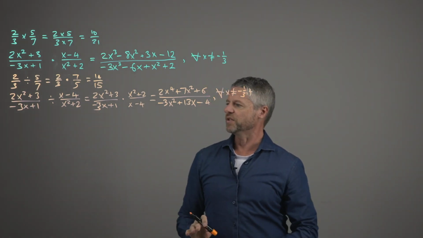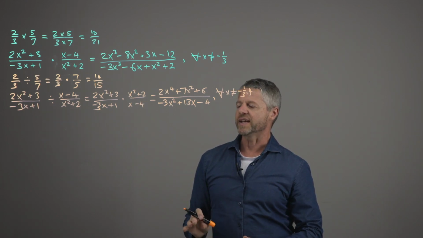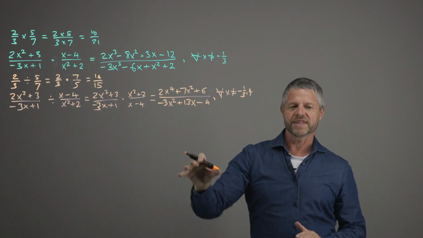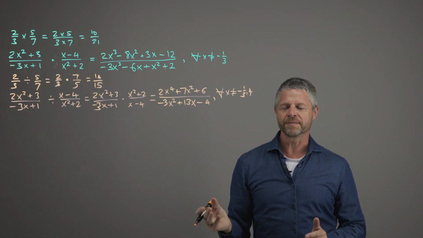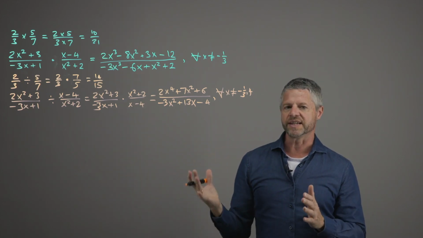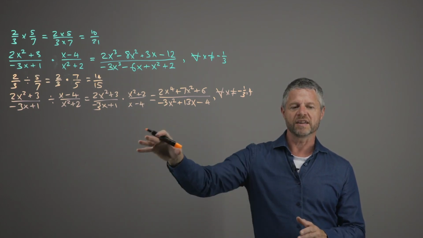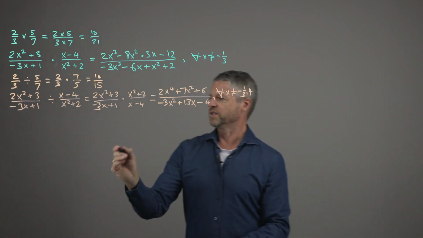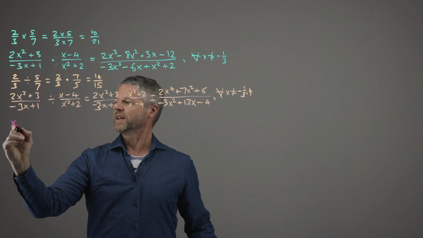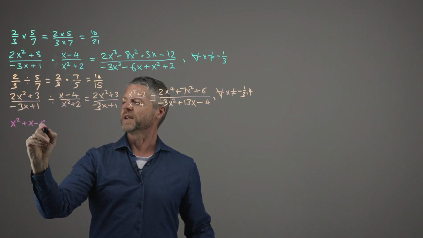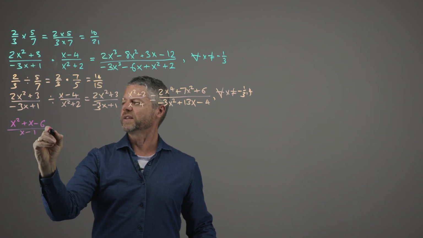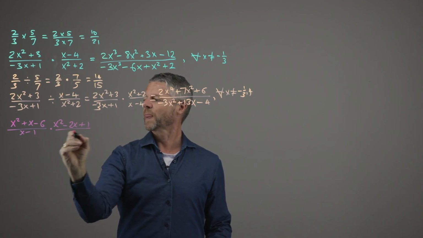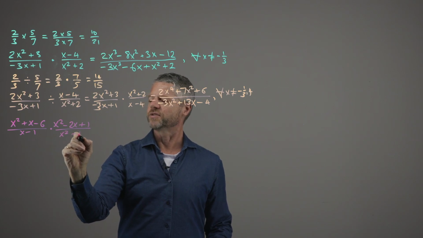And so let's just work through a couple more examples. And in the next two examples that I'm going to work through, it's always nice if we can simplify our algebra. And so we're going to use the idea of factoring to see if we can simplify the rational expression that we end up with. So let's do this example. Let's do x squared plus x minus 6 over x minus 1 times x squared minus 2x plus 1 over x squared minus 4.